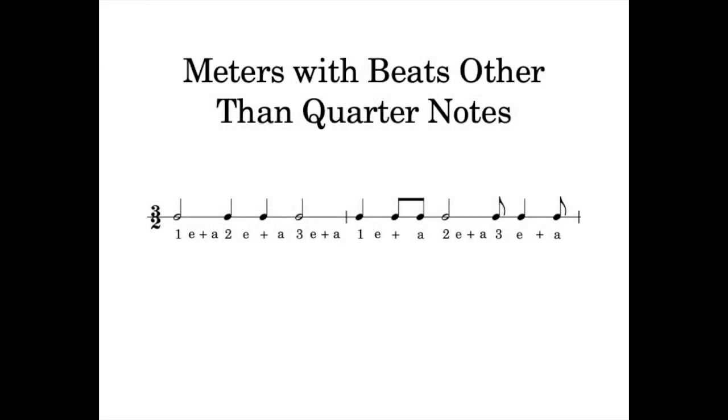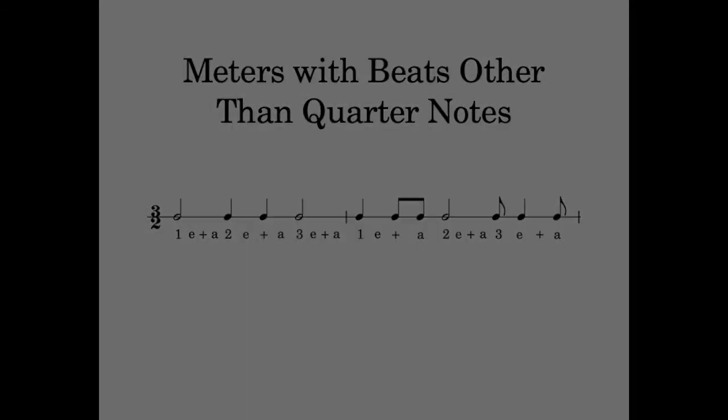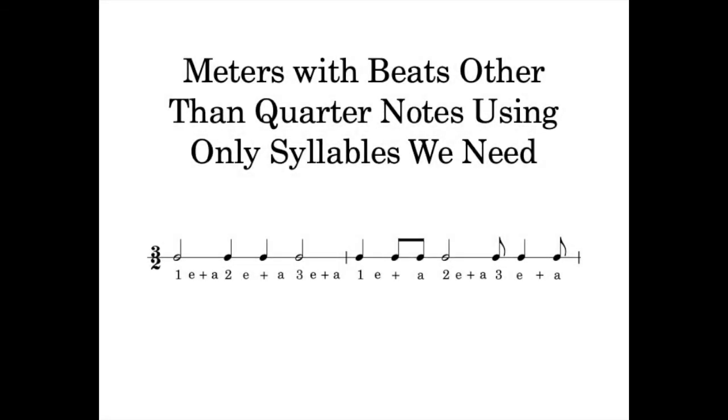In 3/2 time, 1 e and a 2 e and a 3 e and a 1 e and a 2 e and a 3 e and a. Now we will count the same rhythm, but using only the beats that we need. 1, 2, and 3, 1 and 2, 3 e.